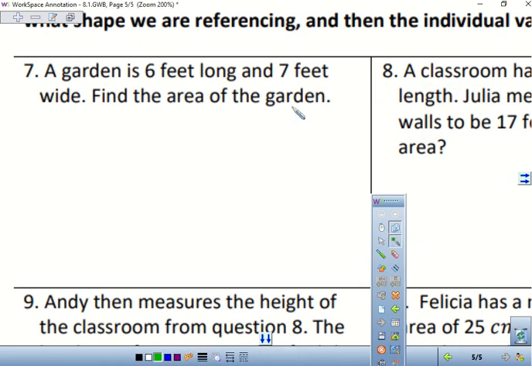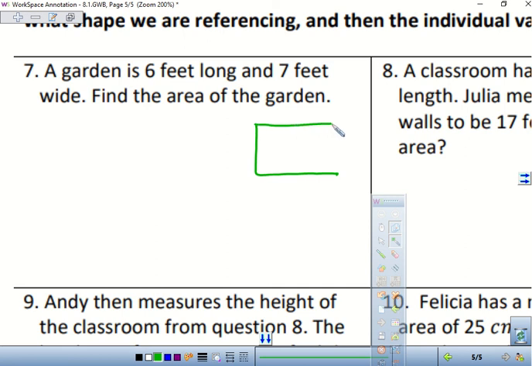Alright, so a garden is 6 feet long and 7 feet wide. Find the area of the garden. So what shape is this garden? Good, it's a rectangle, right? So one of these dimensions is 6 and one of them is 7. It doesn't matter which way it is, it didn't specify. So this is your garden. Okay, you have a little flower here or something. Okay, your garden. And those are the dimensions of the garden.